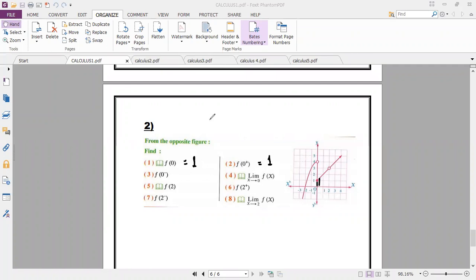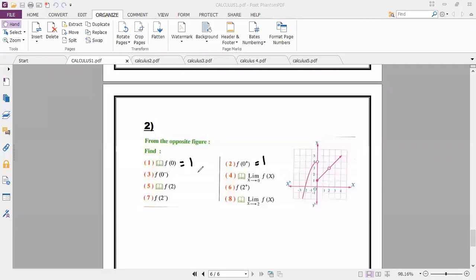Now the limit from the left at 0, it's less than 0, not equal to 0. So to do it simply, go to 0 and a little bit less than 0, and go up. You will hit the curve at 2. So the limit from the left at 0 is 2.